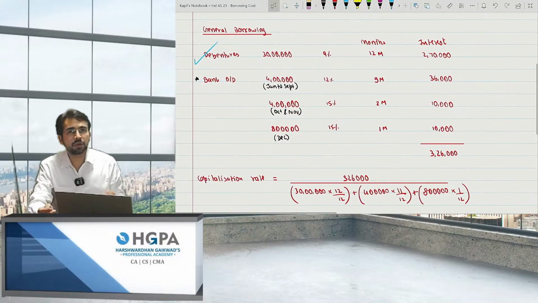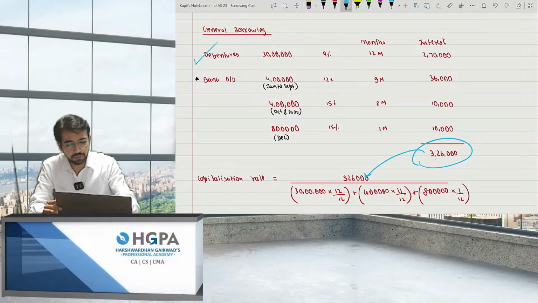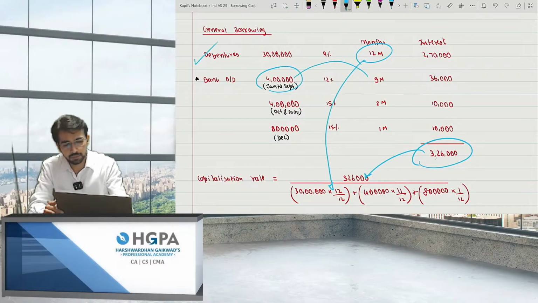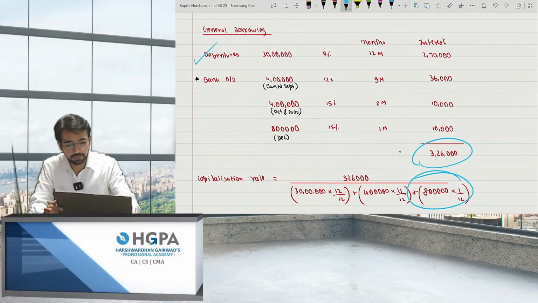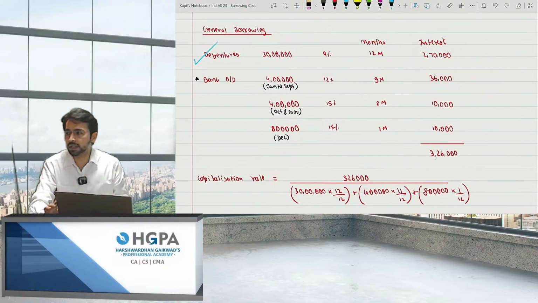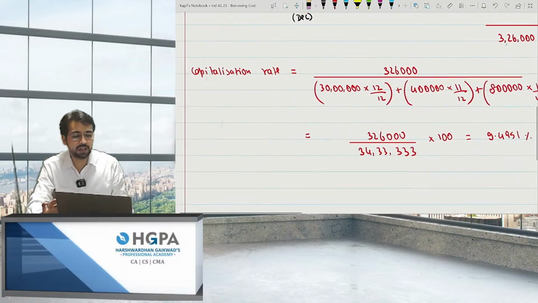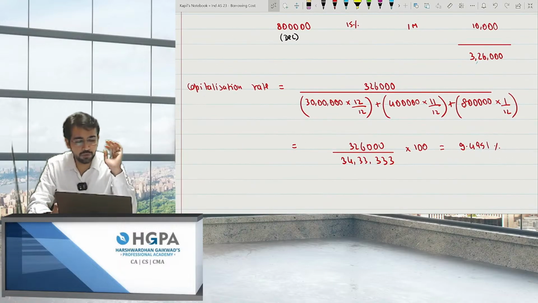This is how I use the capitalization rate. The total interest, and then 12% for 12 by 12. This 4 lakh into 11 months, that is 9 and 2, 11 months. And this 8 lakh for 1 month. This is the capitalization rate. The important point over here was the capitalization rate. So this was the capitalization rate and the capitalization rate comes to 9.4951.